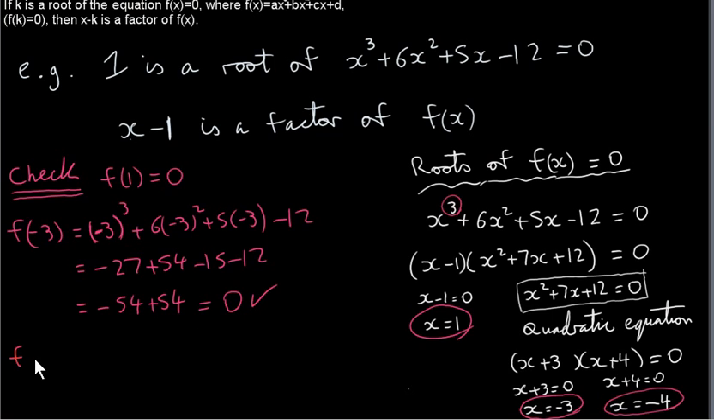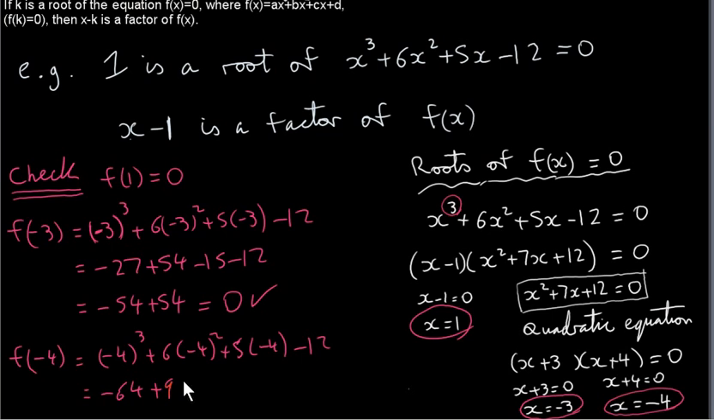Let's look at minus 4. We have minus 4 cubed plus 6 times minus 4 squared plus 5 times minus 4 minus 12. Minus 4 cubed is minus 64. Minus 4 squared is plus 16. 16 times 6 is plus 96. We get minus 20 here, and then minus 12. Minus 64 minus 20 is minus 84. Minus 84 minus 12 is minus 96. So we end up at 96 minus 96, which is 0.